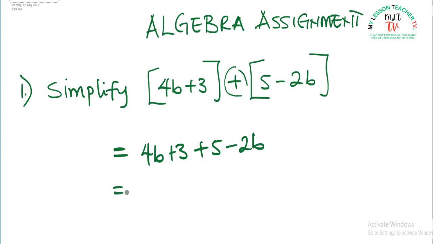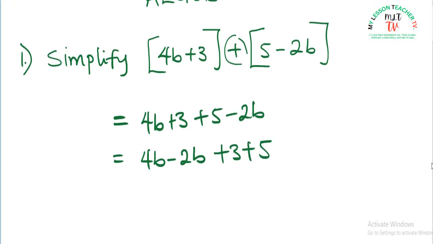After opening the bracket, we are going to collect like terms. And this is going to be 4b minus 2b, while the constant terms, which are plus 3 and plus 5, come behind. Then when you simplify, you are going to subtract 2b from 4b, and that gives us 2b. And when you add plus 3 plus 5, it is going to give us plus 8. So this is your answer.